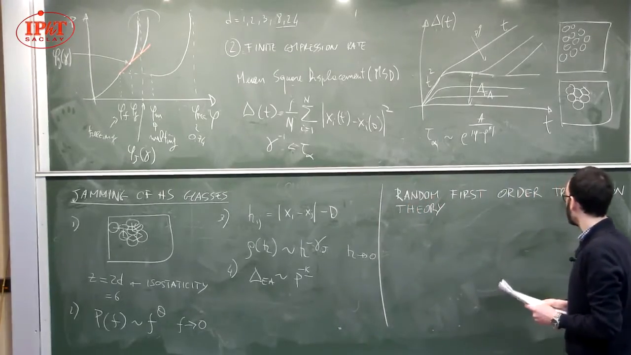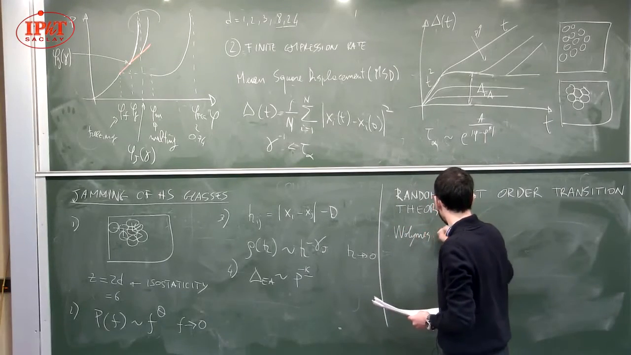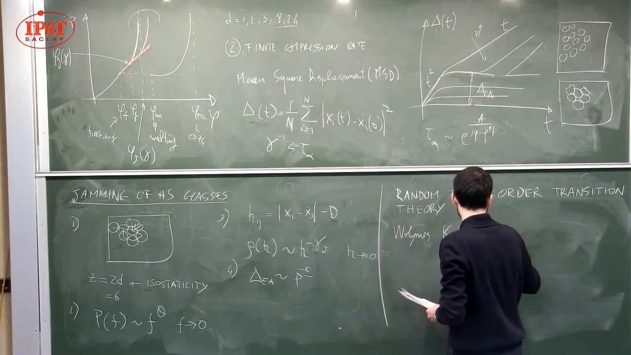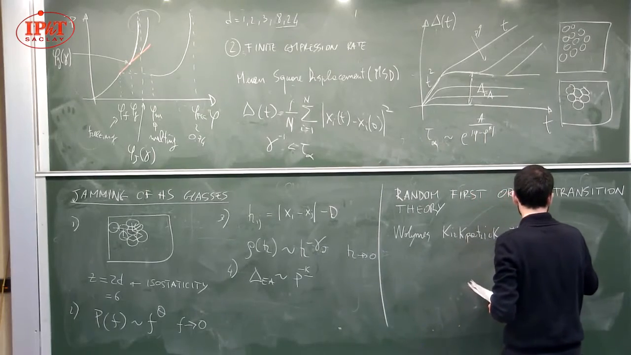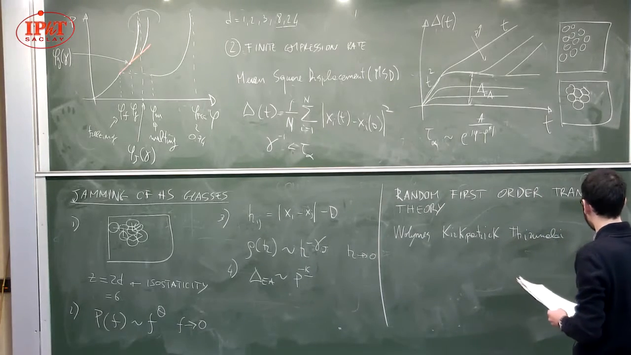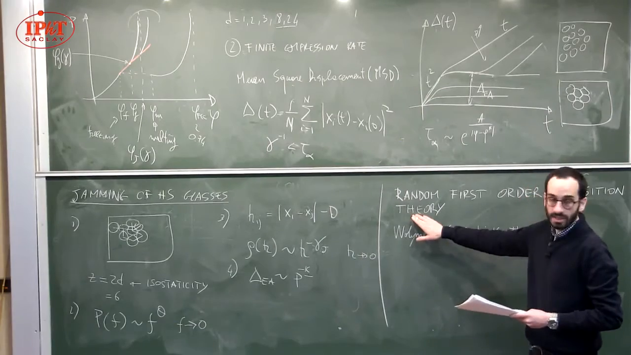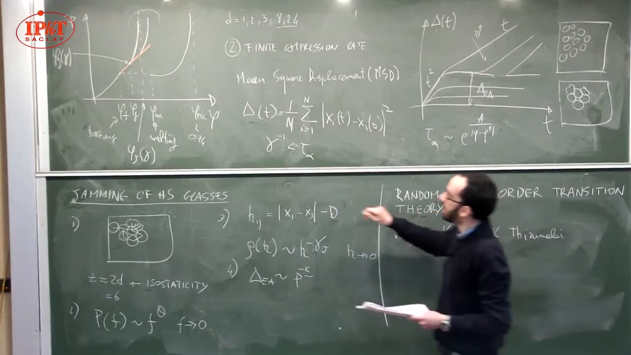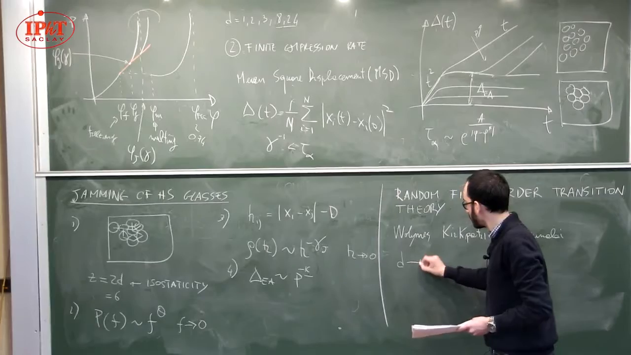This was started by Kirkpatrick, Thirumalai, and Wolynes at the end of the 80s. And the reason why I would like to discuss this theory is that you can show that this theory describes hard spheres when you take the large dimensional limit.